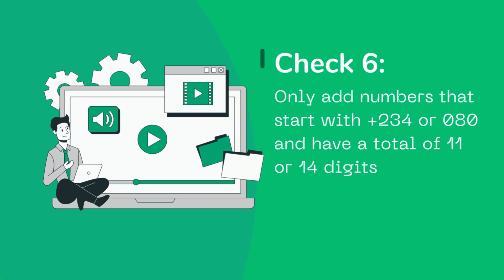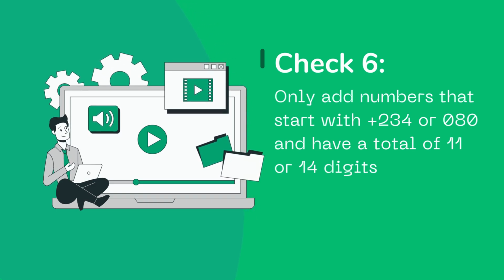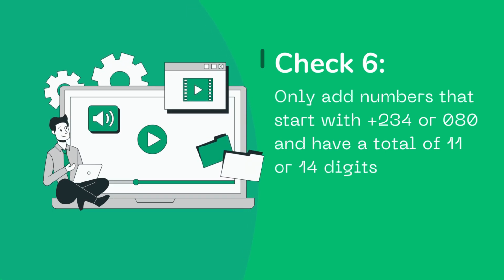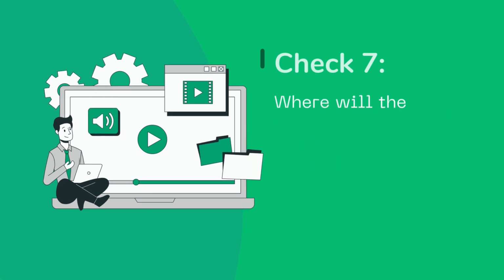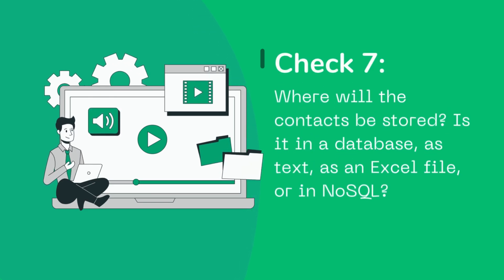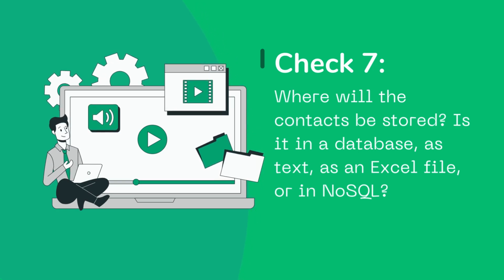In Nigeria, you can have 234 088036 and it will filter it like that. So if it starts with 080, it will filter it to remove the first 0 and add 234 to it. Check 7. Where will the contact be stored? Is it in the database as an Excel file or in NoSQL?